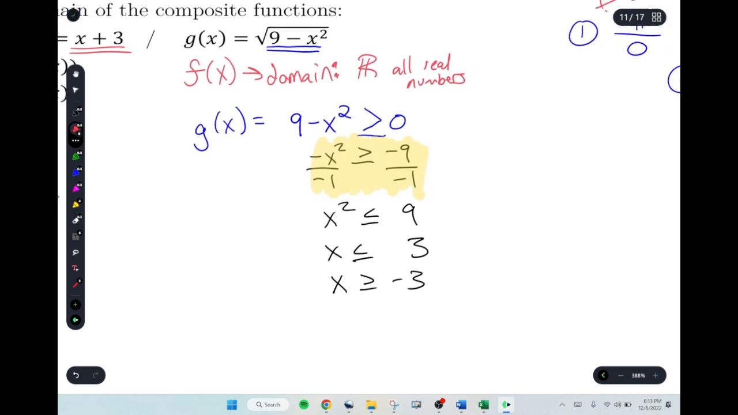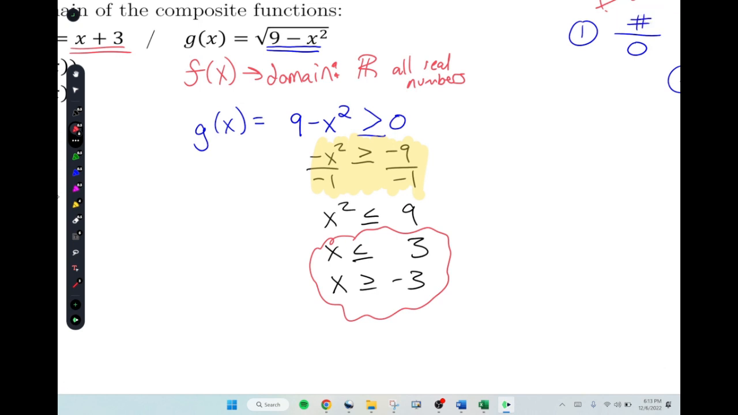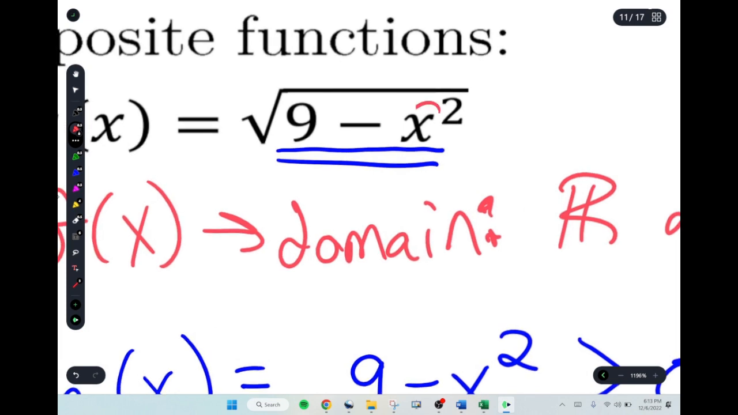But let's just check and make sure. Don't be safe with it. If this is our domain restriction, let's check. Plug in 0. That's in the middle. Can x be 0? Just ask yourself this question. Can x be 0? Yes. Square root of 9 is good.